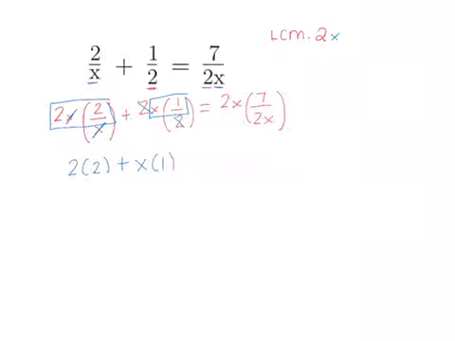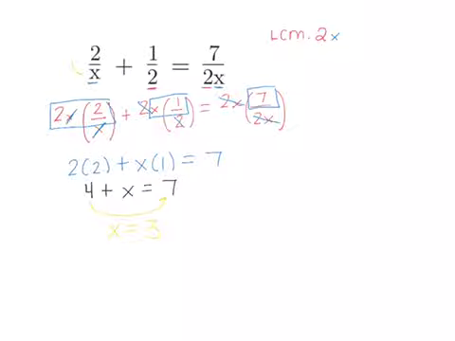We'll go back and simplify all that again. And then in this last term, both the 2x and the 2x cancel top and bottom, so we're just left with that 7. That's all that's remaining there. So now I'm going to start simplifying. 2 times 2 is 4. X times 1 is x, and that is equal to 7. So all I have to do is move the 4 over by subtracting it, so x is equal to 3.